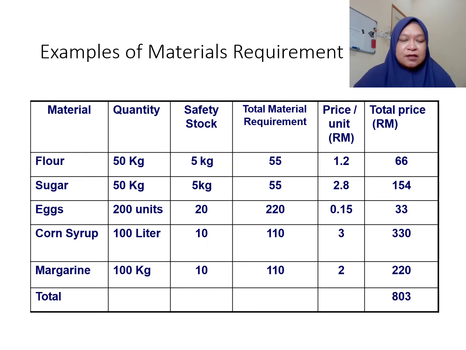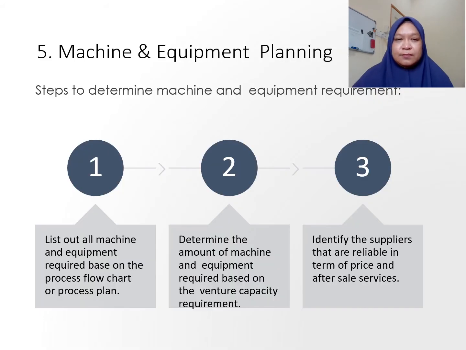This is the example for the materials requirement schedule. We have the material, the quantity that we need for a month, safety stock, the total, and so on, the total price.